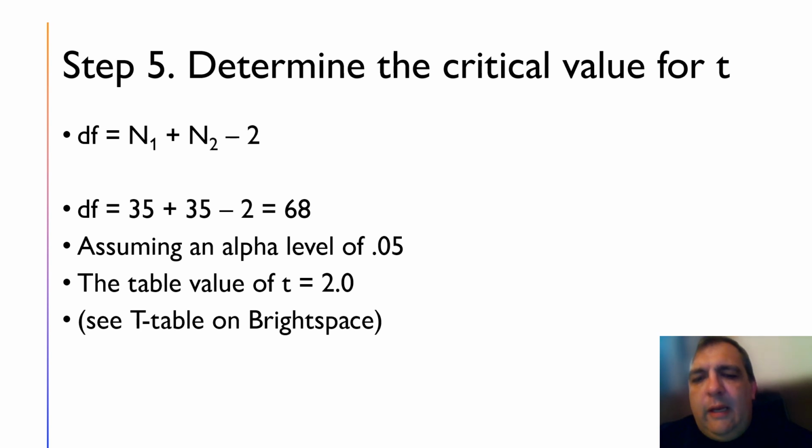Now, assuming an alpha level of 0.05, which is probably the most common alpha level in the social and behavioral sciences, we can look up an alpha level of 0.05 and the t-value that we must meet or exceed to find a statistically significant difference is a t-value that equals 2.0. Now, we can compare and see how we fare.